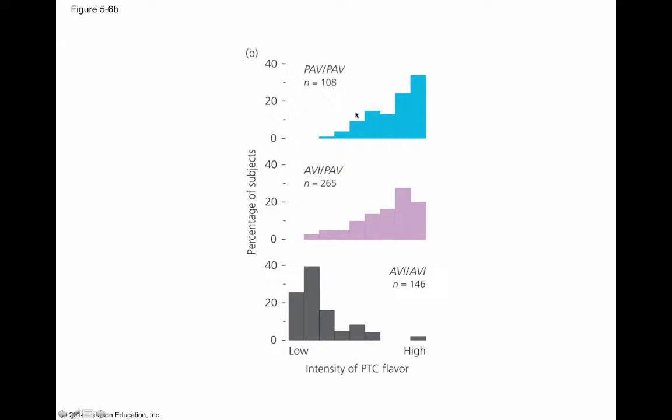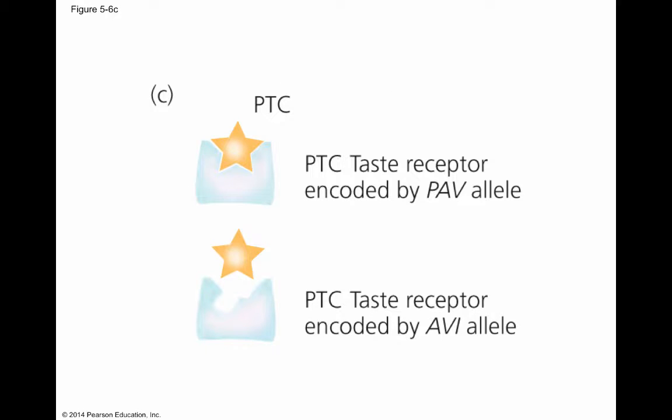PTC is well studied. Although there's not PTC in our food, likely it confers the capacity to taste the bitterness in different kinds of mustard plants like broccoli or kale, plants in the mustard family. And how bitter they taste to us is likely linked to different alleles of this gene. And depending on what genotype you have, you may be able to taste the bitterness or not. All right, so PTC, it's a taste receptor coded by the PAV allele or the AVI allele here.